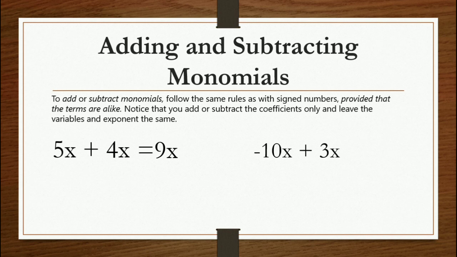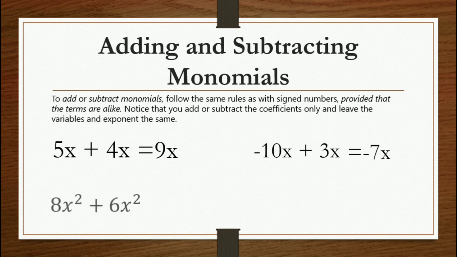Now, in this example, we have to consider the rules on signed numbers. Remember that when positive is added to negative, we get negative as a result. Therefore, we need to proceed to subtraction in this example and copy the sign of the term with greater value. So if we add negative 10x plus 3x, we get negative 7x as the sum of these terms.